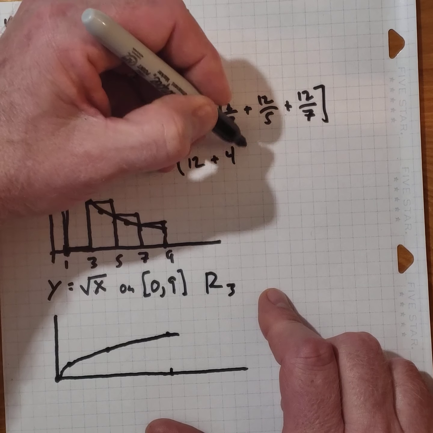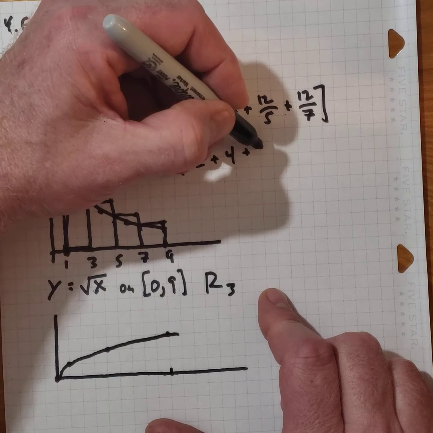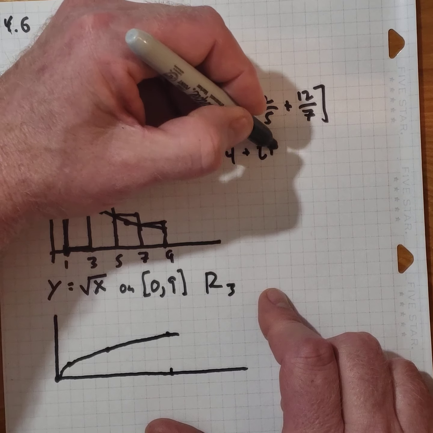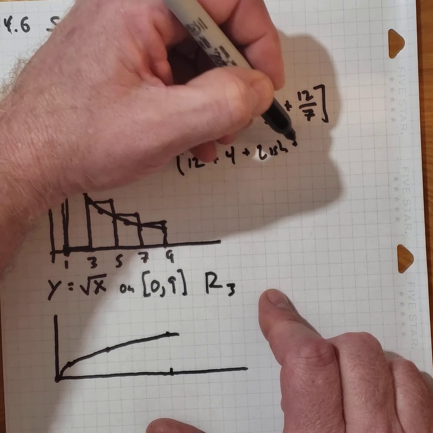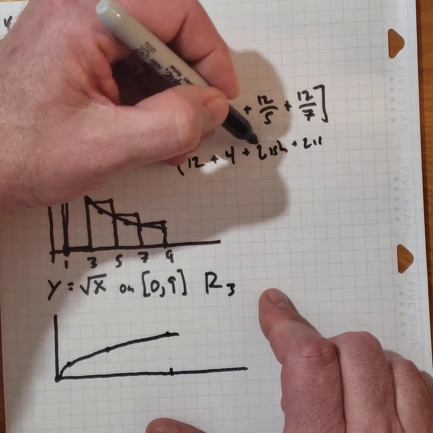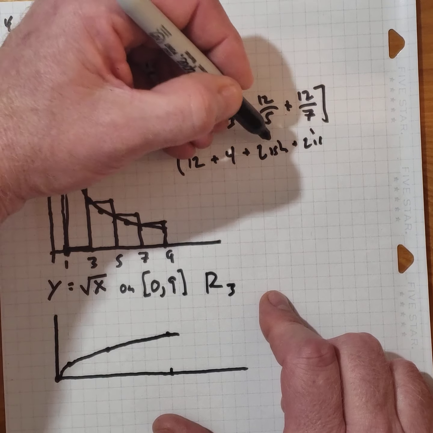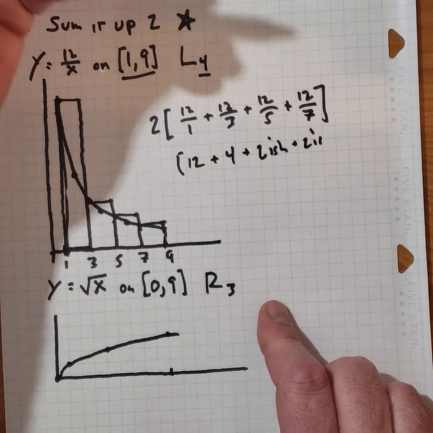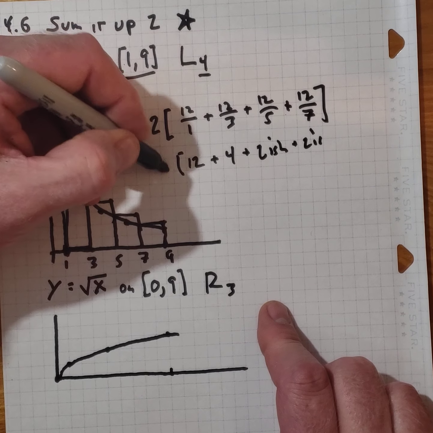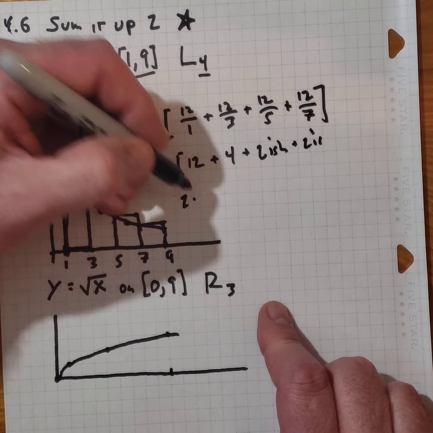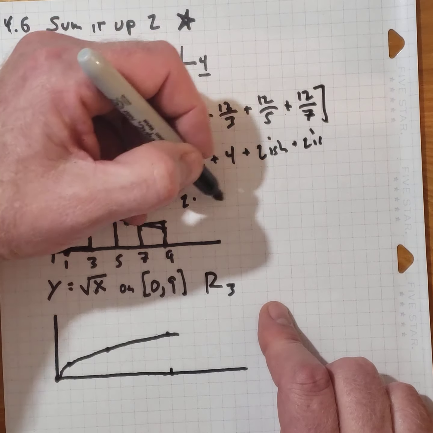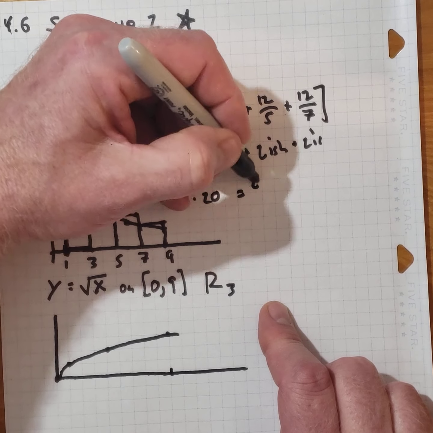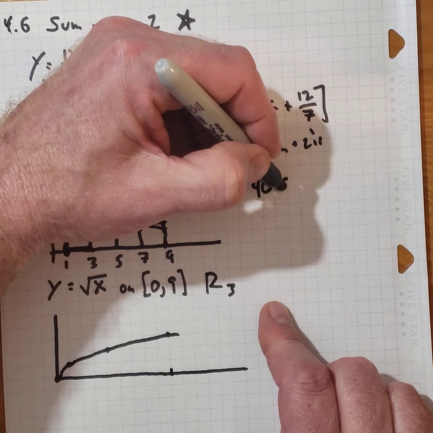12 divided by 3 is 4. 12 divided by 5 is going to be roughly 2-ish. And 12 divided by 7 is again going to be roughly 2-ish. Oh, this one's a little less than 2. This one's a little bigger than 2. So if we plug 2 in for each, we'll be fairly close to the actual value. So get 2 times 12, 13, 14, 15, 16, 17, 18, 19, 20. 2 times 20, roughly 40.